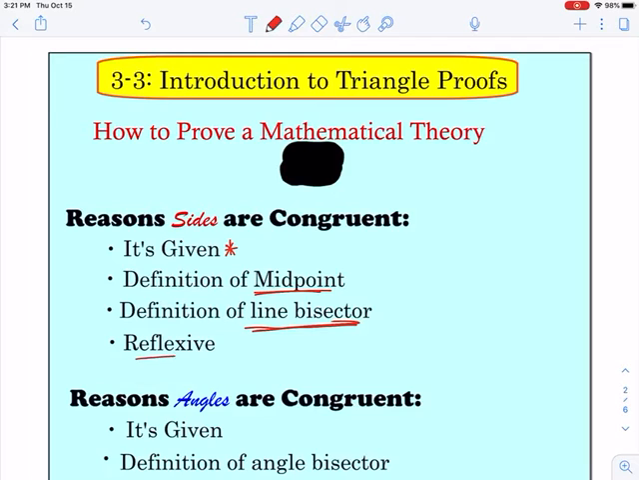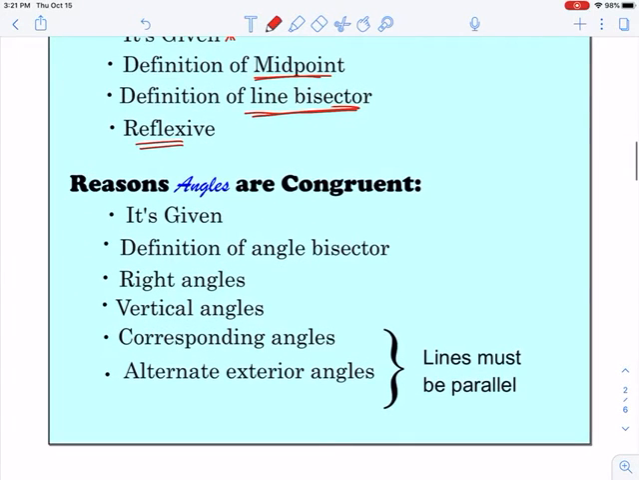Okay, and they can also be congruent because of the reflexive property. So again, if they share a common side, that would be the reflexive property. Okay, reasons that angles can be congruent. Again, just like sides, you could be given that the angles are congruent.